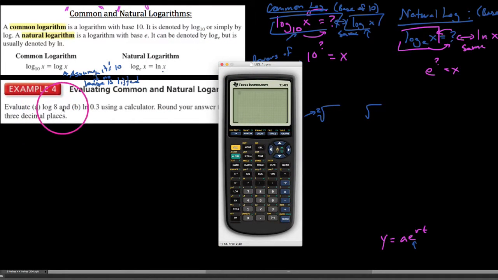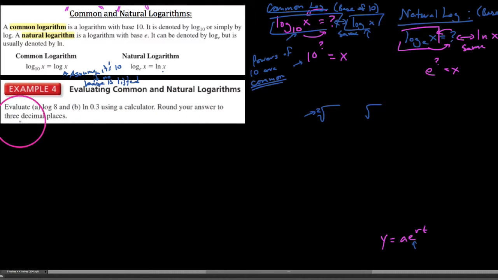And so with respect to a calculator, what I want to do is this. I want to evaluate log 8 and ln 0.3 using a calculator, rounding our answer to 3 decimal places. But I'm going to add in a little extra thing here. We're going to say check the result that we get. So in other words, check the exponent.